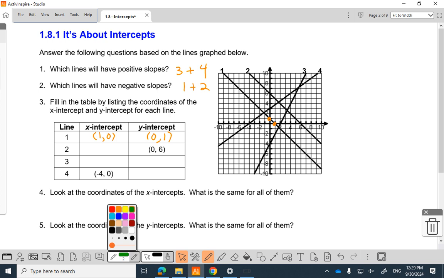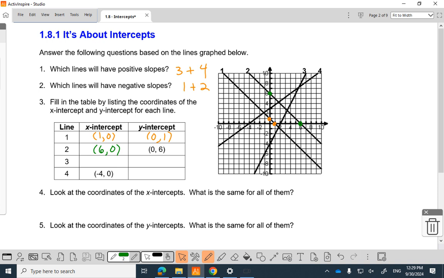I'll switch to green for line 2. Line 2, the y-intercept's way up here. That's where it meets the y-axis. And the x-intercept's way down there. Can you see on mine what the x and y intercept is? What's the x-intercept here? What number is that at? 6. So that's an intercept of 6, 0. The table already gave the y-intercept of 0, 6, so I didn't have to fill that in.